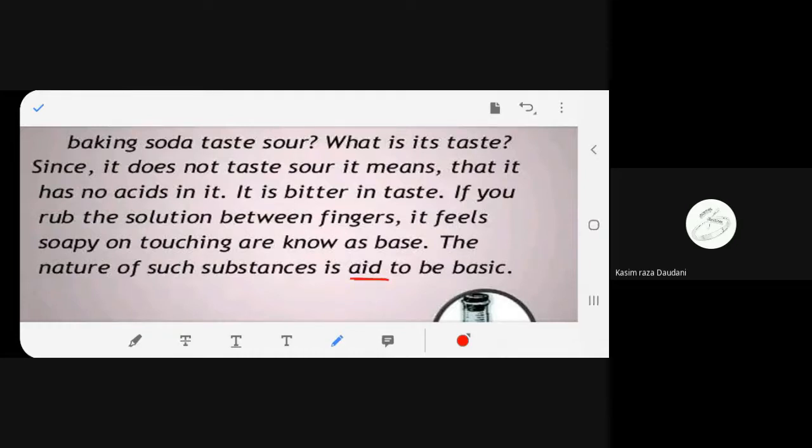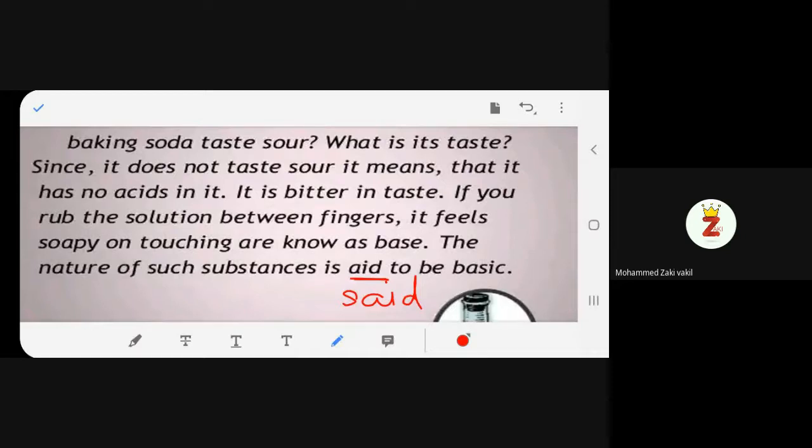Now, what is the question by the way? Baking soda tastes... You have baking soda at home, beta. Your mama must be making cake. So take a pinch of it and put it on your tongue. Taste it. You'll find it is a bit funny taste, bitter taste, soda taste. So it does not taste sour, but it tastes bitter. And then you just make a bit of a paste of that baking soda and put it in between the fingers. You will find that it is a bit soapy.